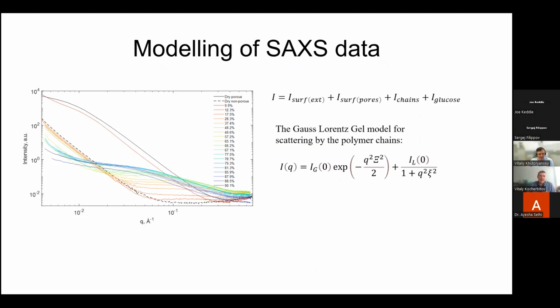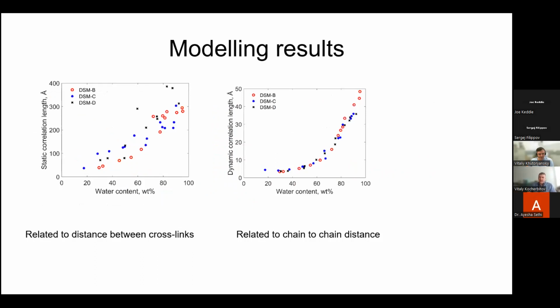Well, can we model it and characterize it quantitatively? And the answer is yes. So all these curves we show here, we actually modeled using this model, which considers scattering from the surface and from inside the particles, and from inside the particles we use the so-called Gauss-Lorentz gel model, which we found in the literature. We did not invent it ourselves, but it looked like it was very good for describing porosity in our system, in particular wet porosity. So these are the results of the modeling.